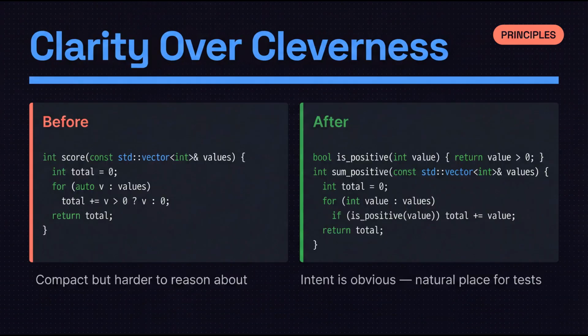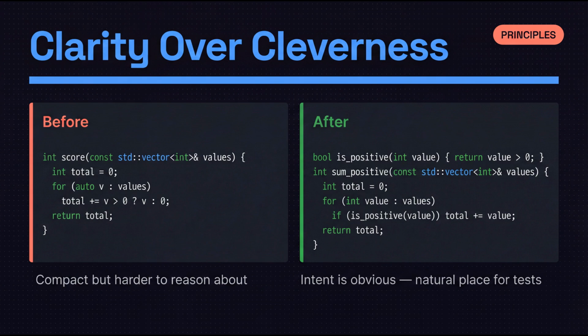The most important practice: prefer clarity over cleverness. On the left, a compact version. The score function loops through values, adding each one if it's positive, using a ternary operator. It works. But the rule, only count positive values, is buried inside the ternary. On the right, a clearer version.